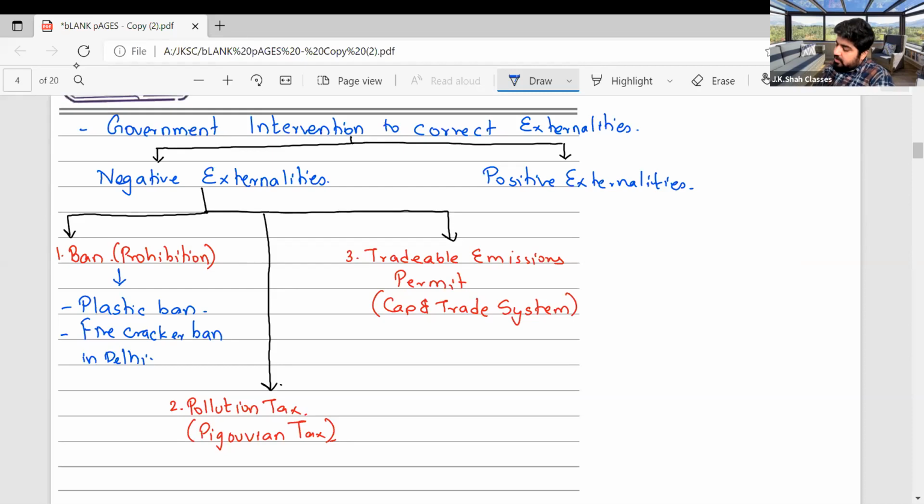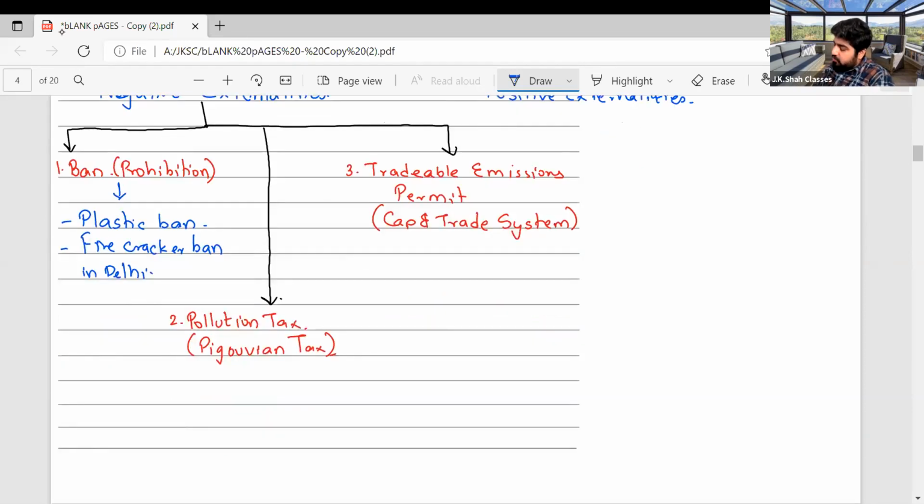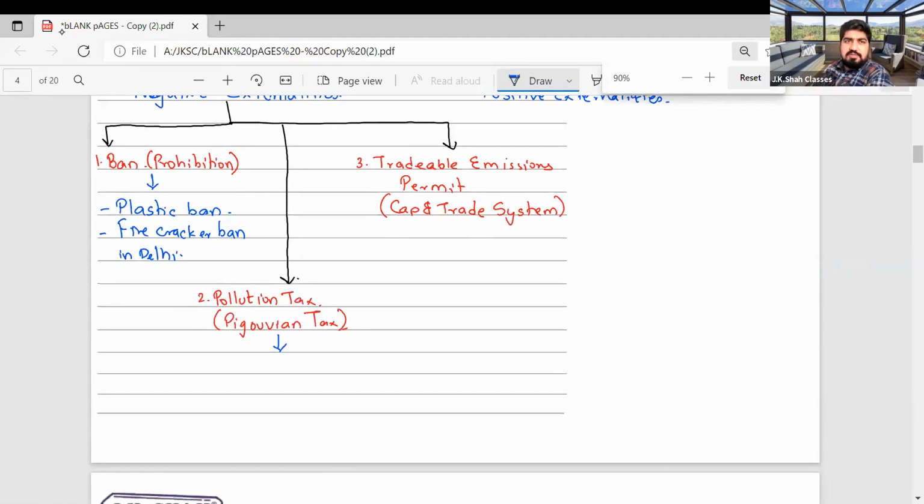Next, in case of pollution tax or Pigouvian tax, now what do you exactly mean by this? Guys, there are two types of vehicles which are sold in the market. I'm assuming it to be petrol and diesel vehicles. I'm not including electric vehicles or CNG for the time being. So in petrol and diesel vehicles, can you tell me which one is more expensive if you wish to buy? Which cars are more expensive, petrol cars or diesel cars?